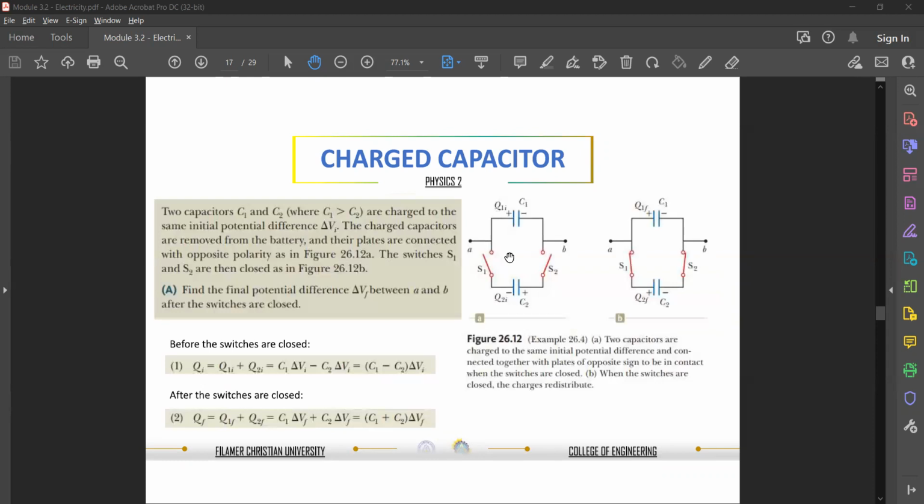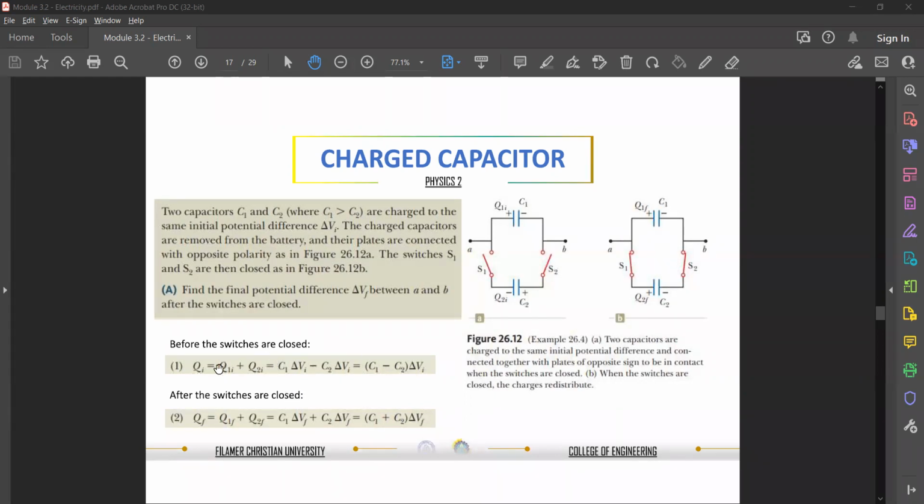And so the two capacitors, let's say we have here C1 and C2, wherein yung C1 is greater than C2, are charged to the same initial potential difference. The charged capacitors are removed from the battery, and their plates are connected with the opposite polarity as in figure 26.12a. So the switches S1 and S2 are then closed as in figure 26.12b. Ito. Ayan. So what happened if nag-close yung switch dito? And so the switches are closed, the charges are distributed.